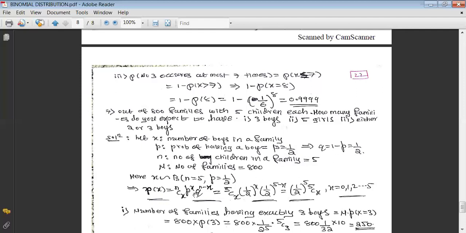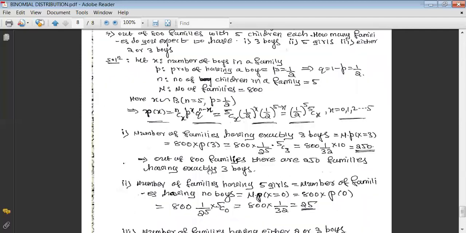With these values of n and p, we can write the probability function of binomial as nCx p raised to x into q raised to n minus x, as 5Cx into 1 by 2 raised to x into, again q is 1 by 2, raised to 5 minus x. Base is the same, add the powers, x gets cancelled, 1 by 2 raised to 5 into 5Cx, where x takes the values 0, 1, 2, 3 up to 5.